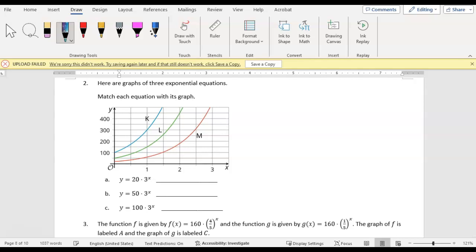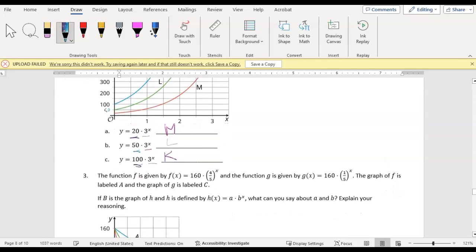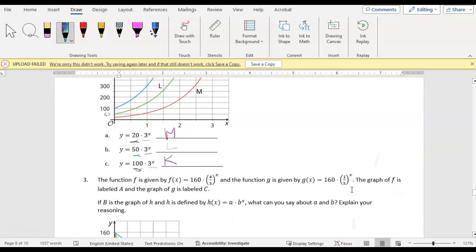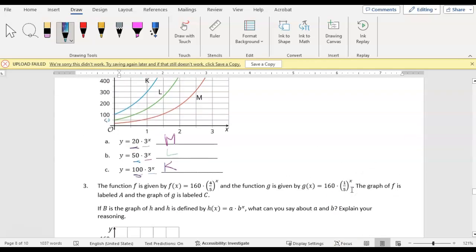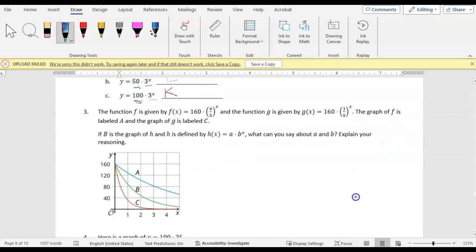So this time, we're looking at the starting value being different. The one with the lowest starting value would be M, and the next lowest, at 50, would be here, so that's L, and then the highest starting value is K. Now here, the factor is the same for all of them. It's being multiplied by the same number, but we have, in this case, different starting points.